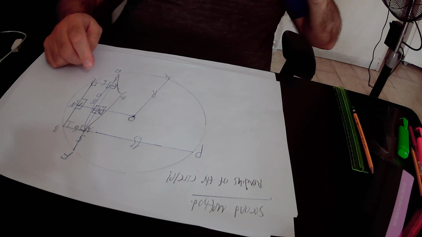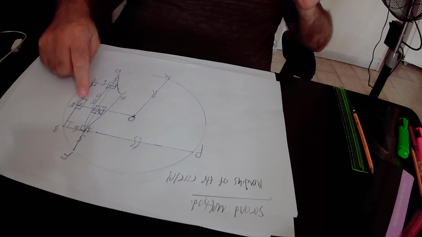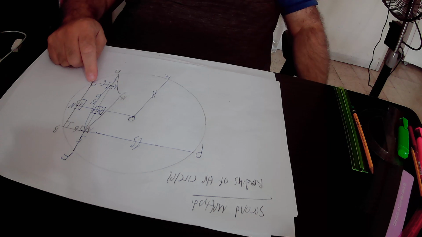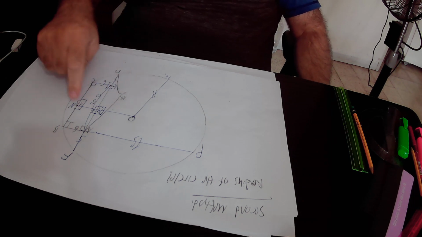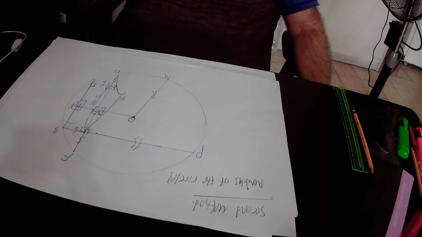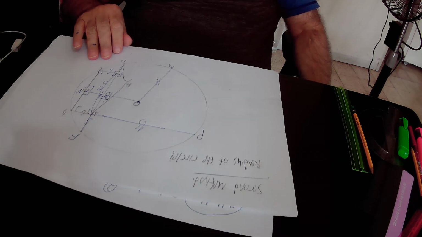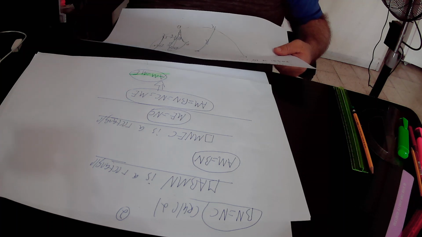So in conclusion, we found out that in quadrilateral MNEC we have 3 right angles. Therefore the fourth angle must also be equal to 90 degrees. And because quadrilateral MNEC has 4 right angles, it is a rectangle.